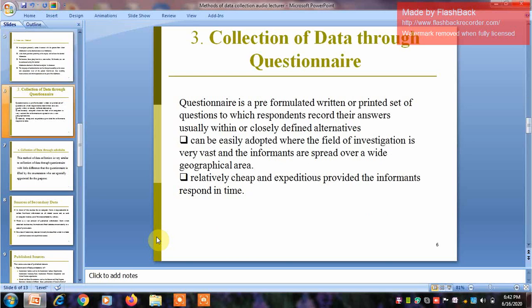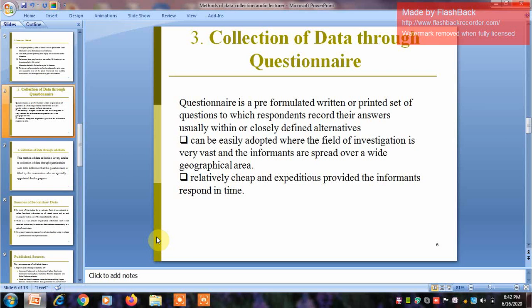The third one is collection of data through the questionnaire. This is one of the most popular methods of data collection under primary data. Questionnaires are adopted where the investigations are quite large, and a questionnaire is a pre-formulated written or printed set of questions to which the respondents record their answers, usually within closely defined alternatives.